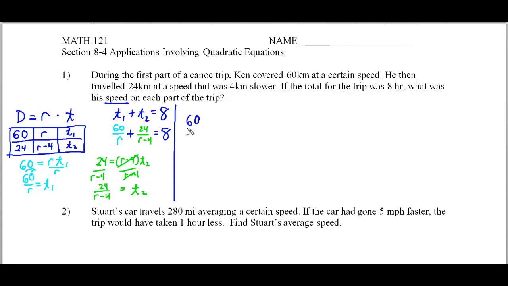So let's go with 60 divided by r plus, now I'm going to give myself some room here, 24 divided by r minus 4 is equal to 8. Now we need to clear these variables out of the denominator, and to do so we're going to multiply by the lowest common denominator. The lowest common denominator of r and r minus 4 is r times r minus 4. So r and r minus 4 gets multiplied by each of these expressions.